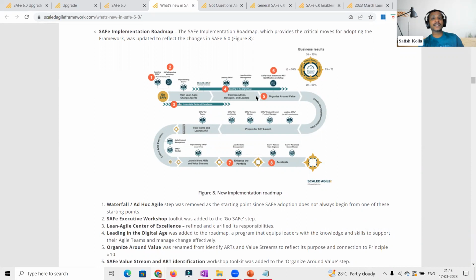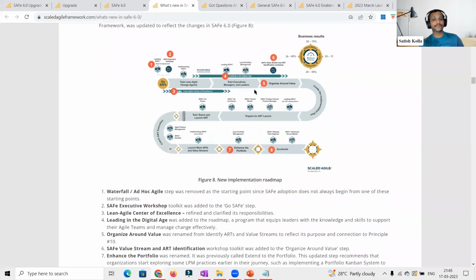Leading the digital age is one other highlighted point. As part of version 5, they started last October, November for the enterprise subscription subscribers. For regular SPCs it is not available, but if your organization has an enterprise subscription, then leading the digital age as an additional aspect is brought into the implementation, and you can reach out to your enterprise admin or the Scaled Agile team. They can help you with the course or with the required aspects of leading in the digital age.